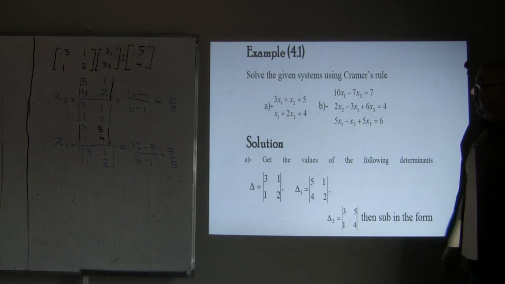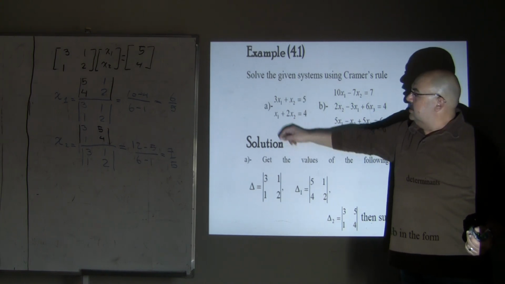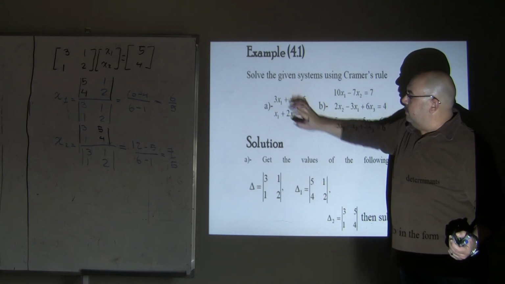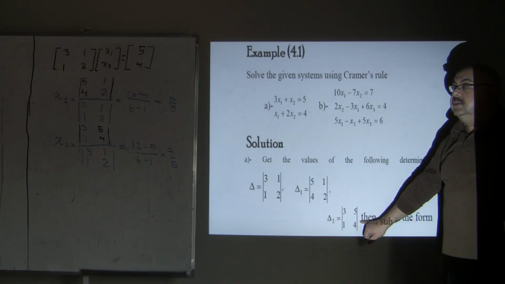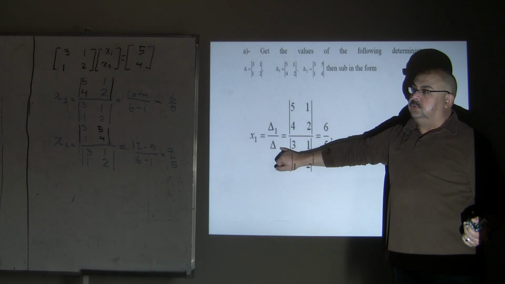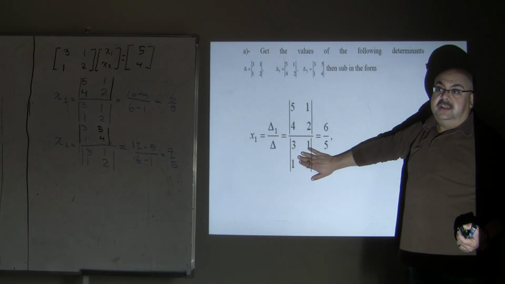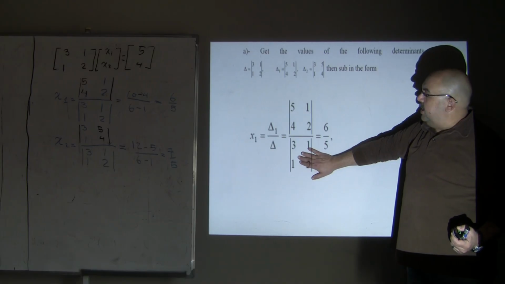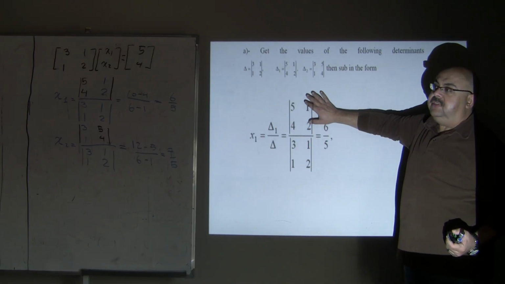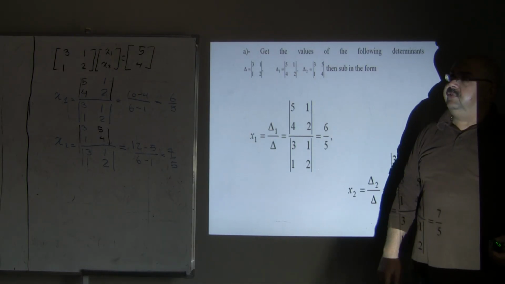I will get the determinant of the coefficient of the x2, which is 3, 1. I will replace those numbers by 5 and 4, as you can see. The result is really very simple. x1 is going to be delta 1 over delta. So write the coefficient matrix determinant at the denominator, and write on the numerator just the value with the changed column. You will have your results in front of you.